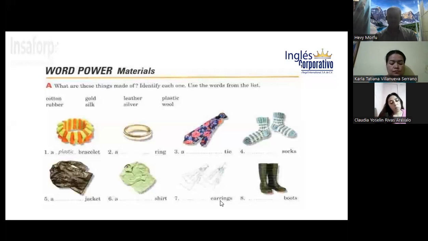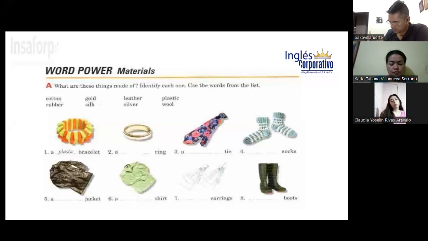Para referirnos a botas, of course, right? Hay unas botas que son rubber boots, botas de hule, o leather boots, de cuero, so we know that. Entonces, completémoslo en este momento. In the number two could be gold or silver, and the number seven the same. And I think the color, look at the color. Ah, look at this. Yes, yeah, sorry. The color can help us.